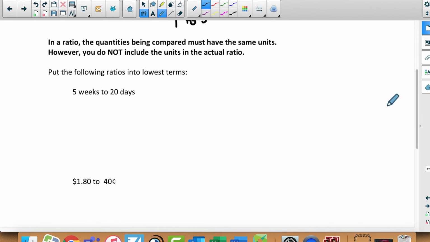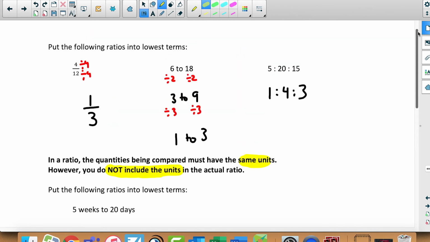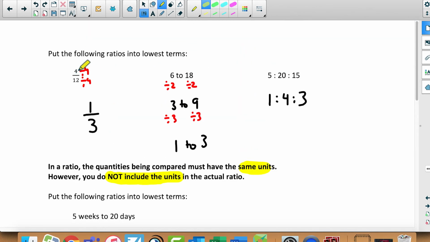Okay, the last thing we have to worry about, and I already said this, in a ratio, the quantities being compared, they need to have the same units. However, when you write down the ratio, you don't include the units. So they have to have the same units, but then they just kind of cancel out. They drop away. If you look up here, it doesn't say 4 kilograms to 12 kilograms or 6, I don't know, apples to 18 apples. It just is the numbers.